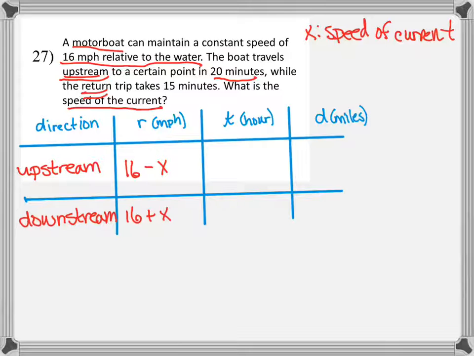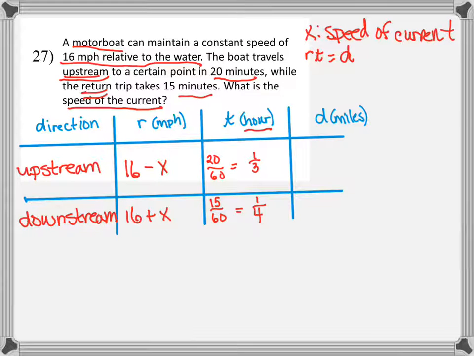Okay, now upstream, it takes 20 minutes. But remember, our units to be consistent need to be in hours. So 20 minutes over 60 minutes, which is how many minutes are in an hour, gives us 1/3 of an hour. Downstream, we have 15 minutes over a total of 60 minutes in an hour, which is 1/4 of an hour.